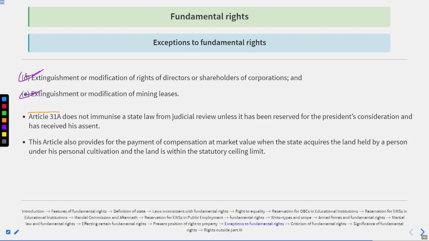Okay. Then Article 31A does not immunize a state law from judicial review unless it has been reserved for the President's consideration and has received his assent. This article also provides for the payment of compensation at the market value, not as per the value decided by the government. Whatever is the market value, when the state acquires the land held by a person for his personal cultivation and the land is within the statutory ceiling limit. All right.